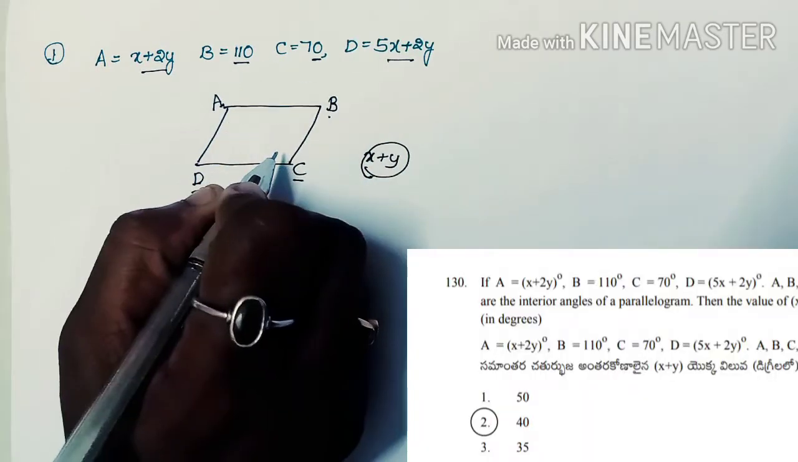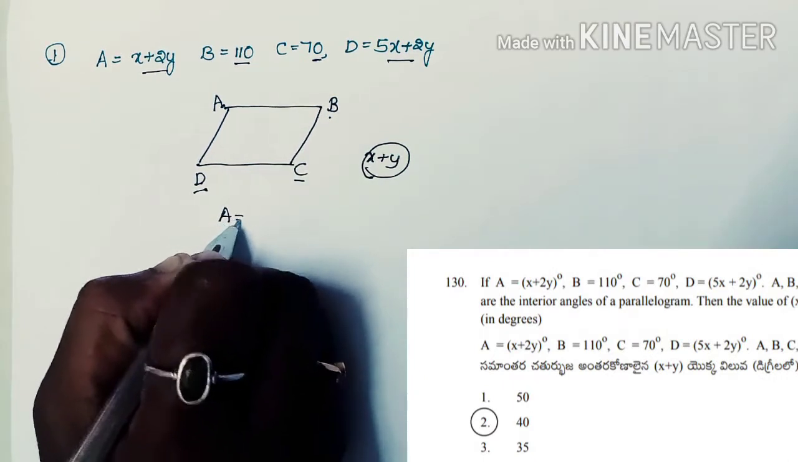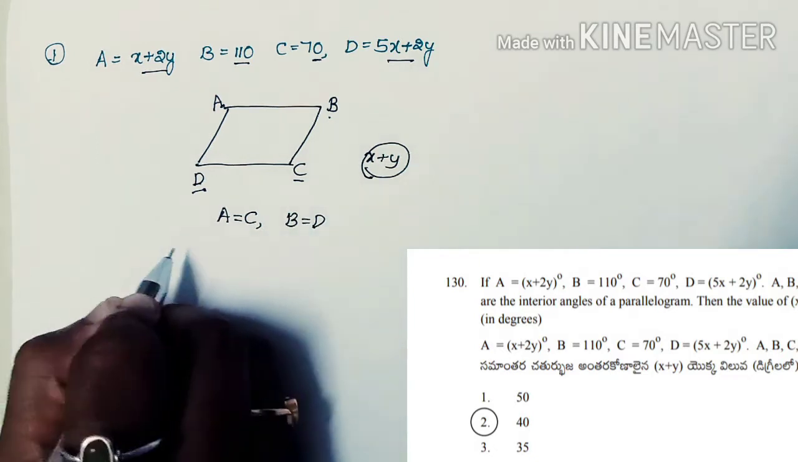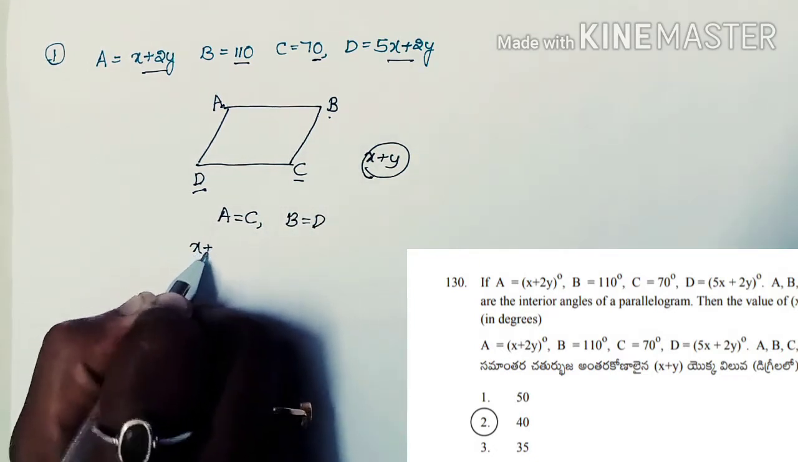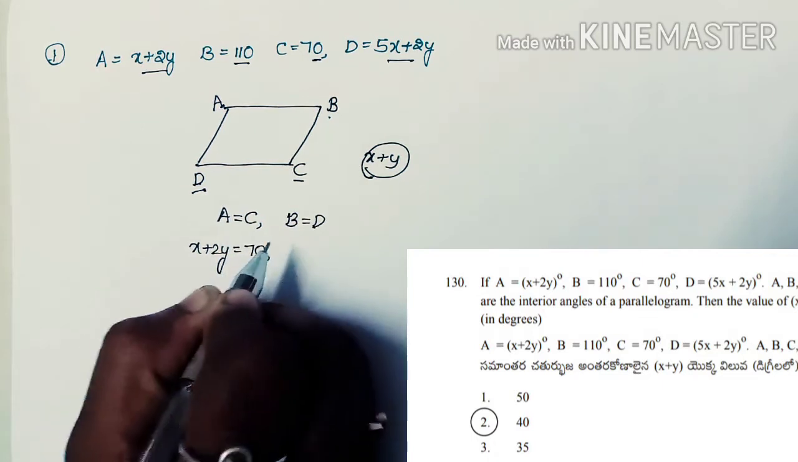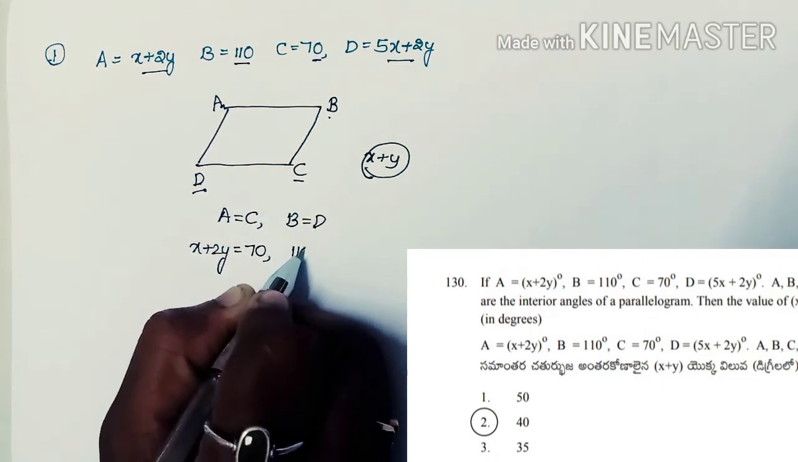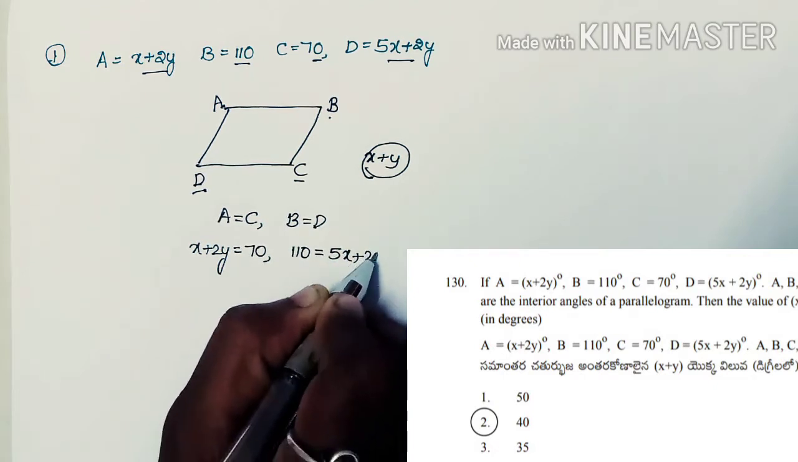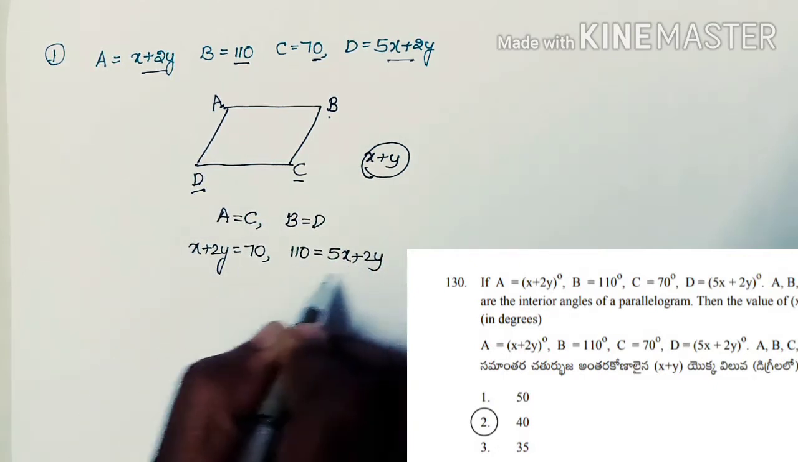So in the parallelogram, opposite angles are equal, that is a is equal to c and b is equal to d. So a is equal to c, the value of a is x plus 2y, so x plus 2y is equal to 70, and b is equal to d, that is 110 is equal to 5x plus 2y. So these are the equations. Now solving these two equations.